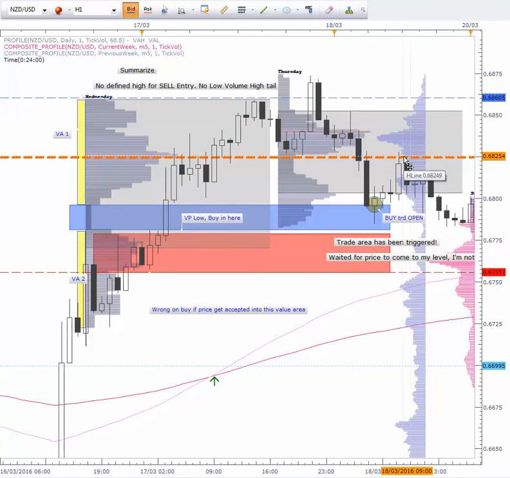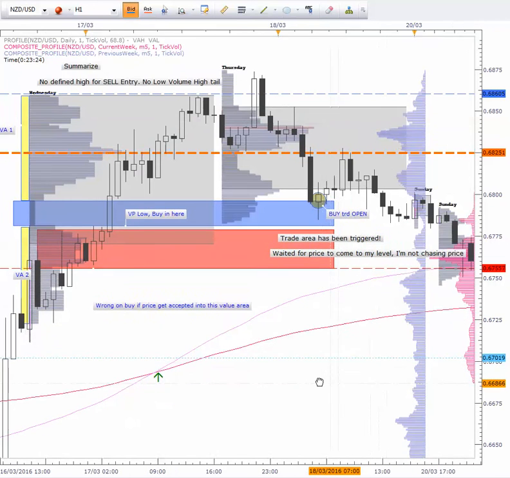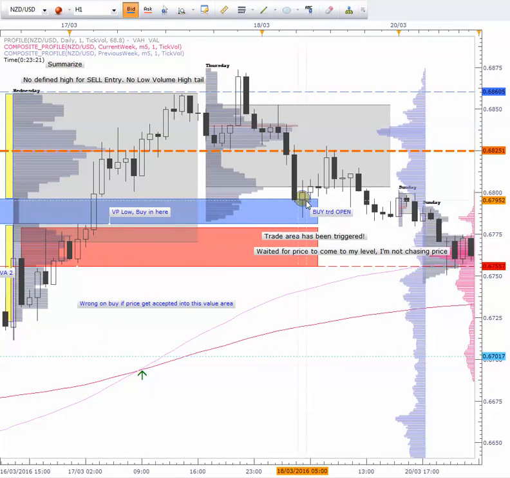I do not buy or sell at the volume point of control. I take profits at the volume point of control. And I continue on. And the day closes here. And then I start all over. So there was one trade here, and it was a buy for 30 pips.